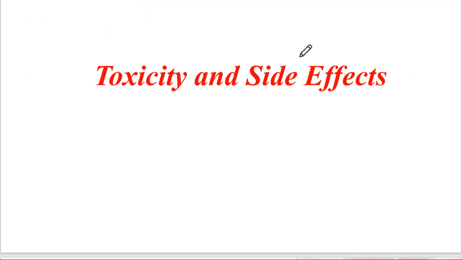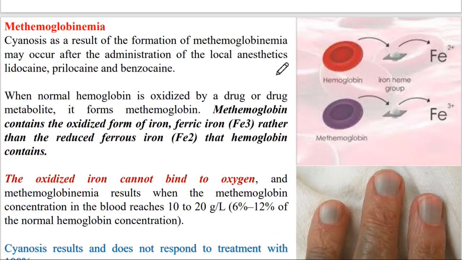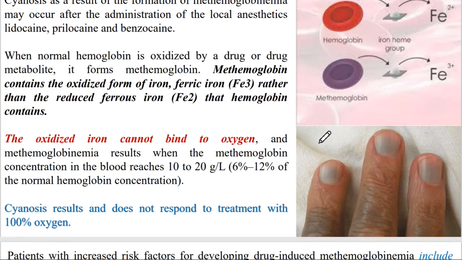Toxicity and side effects बहुत इम्पॉर्टेंट है लोकल एनेस्थेटिक का. एक मेजर टॉक्सिक साइड इफेक्ट है, that is methemoglobinemia. ठीक है, cyanosis as a result of the formation of methemoglobinemia may occur after the administration of local anesthetics like lidocaine, prilocaine and benzocaine.